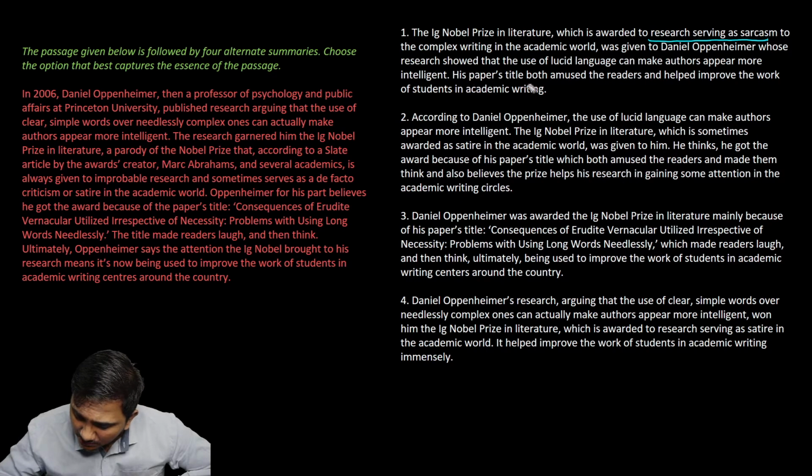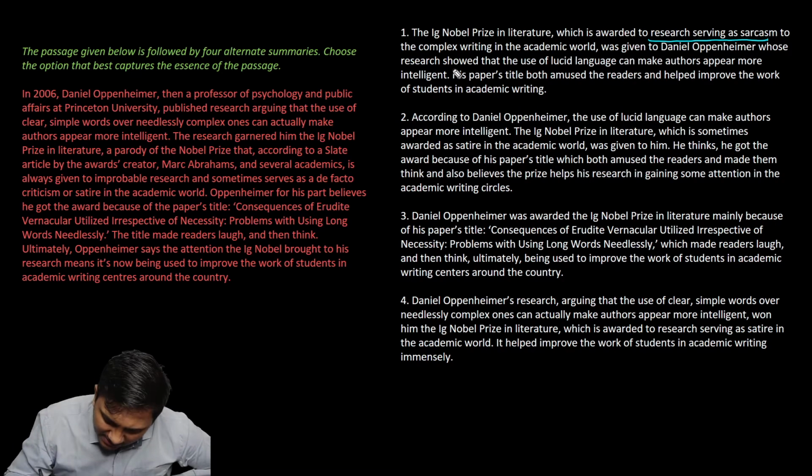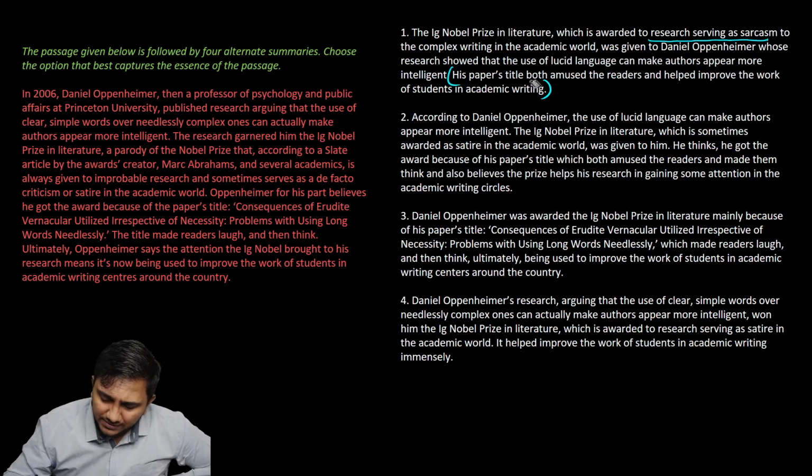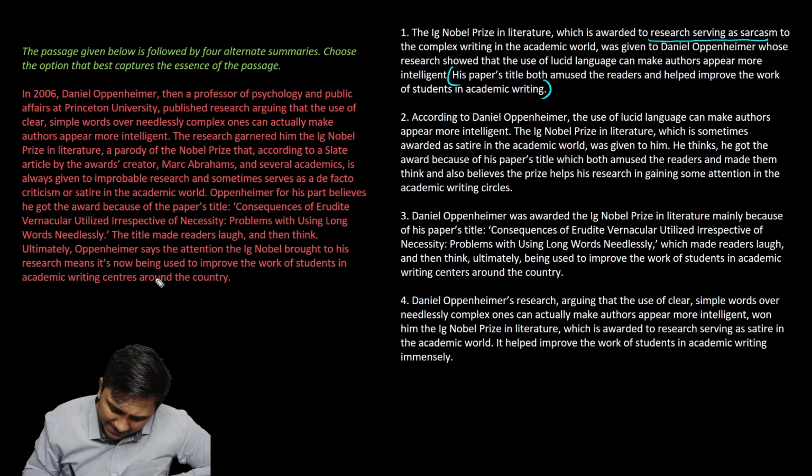His papers titled both amused the readers and helped improve the work of the students in academic writing. Okay, now let's see this part. The second part says his papers titled both amuse the readers and helped improve the work of students in academic writing. But if you come and see towards the end of this paragraph, it says, ultimately, Oppenheimer says the attention the IG Nobel brought to his research meant it's now being used to improve the work of students in.